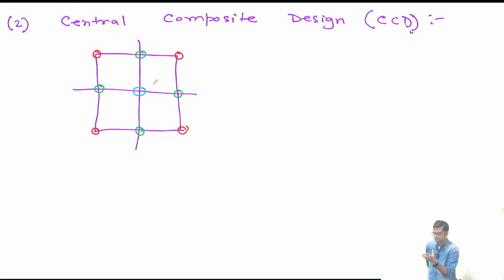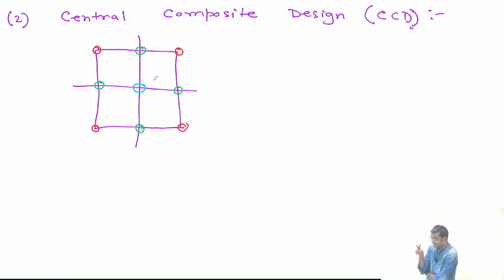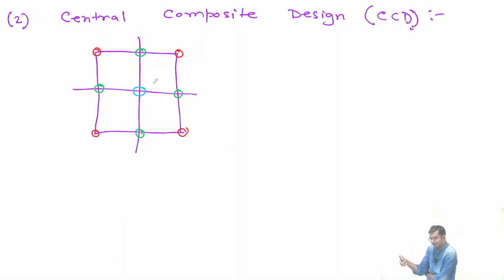What is the total number of points for the n dimension? See what is happening. Think about it. 2 to the power n will remain. That everyone agrees. Plus each axis is having 2 points, top and bottom. So if n axes, there will be 2n points, right? Plus the center. So 2 to the power n plus 2n plus 1.